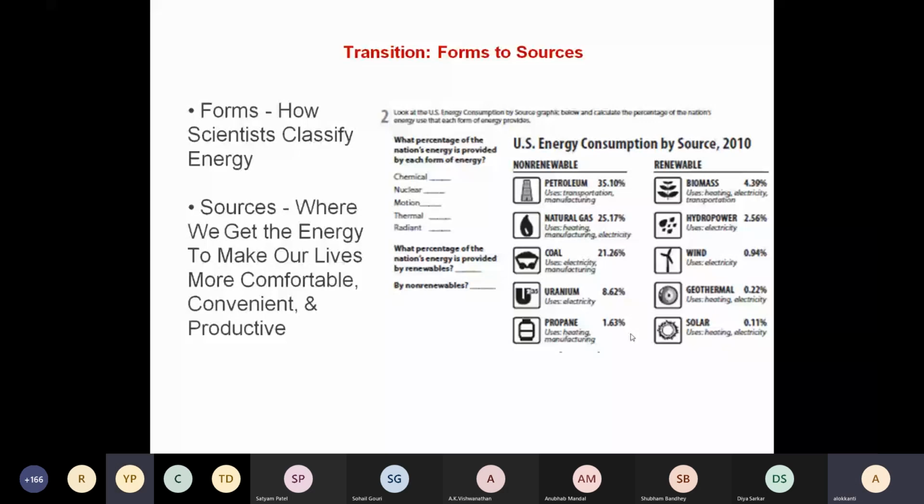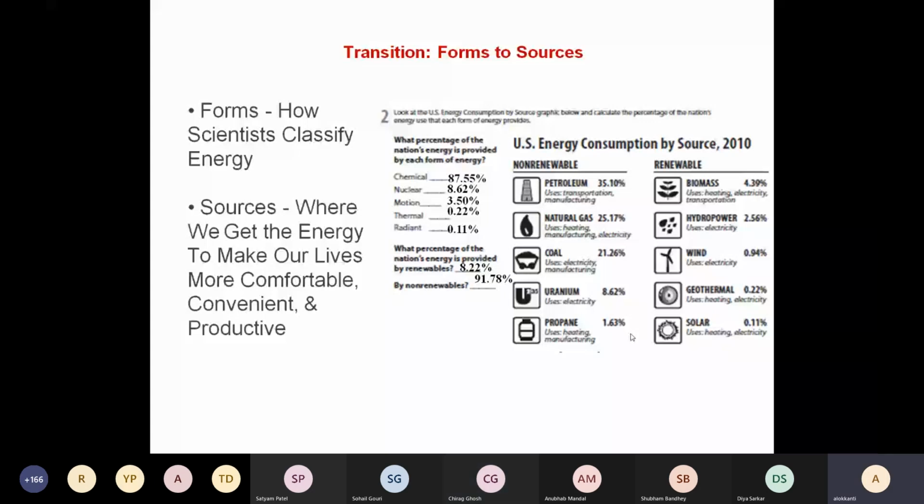In the US, the chemical burnt is about 87%. The nuclear is 8%. The motion is 3.5%. The thermal is 0.22%, so they've reduced it. The radiant is 0.1%. By renewables it is 8.22%, non-renewables 91.78%. So that is the data of the energy consumption in the US. Excuse me, sir. How are chemical and thermal energy different?